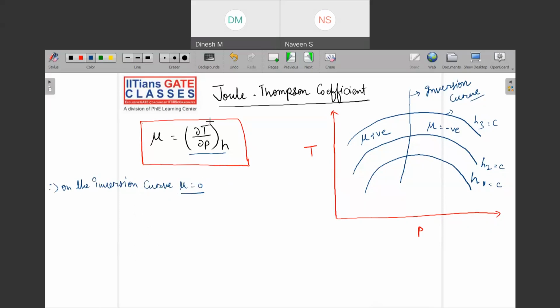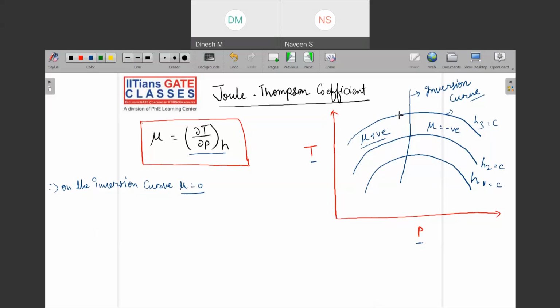See, if your mu value is positive, and this is your temperature axis, this is your pressure axis, then what happens? If you reduce the pressure, have you seen what happens? Do you remember what happens in the isenthalpic process, or we have seen throttling, an example of throttling, then we have seen the pressure was being decreased in that region. Do you remember? The pressure was decreased.